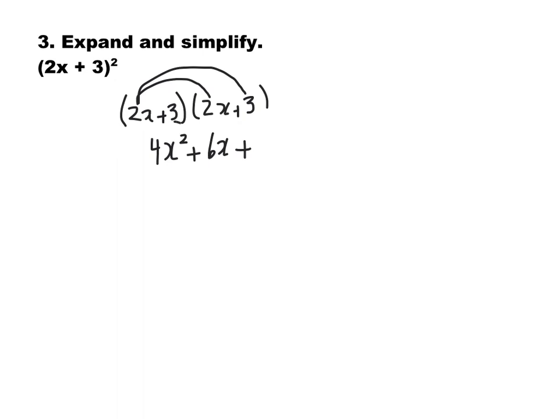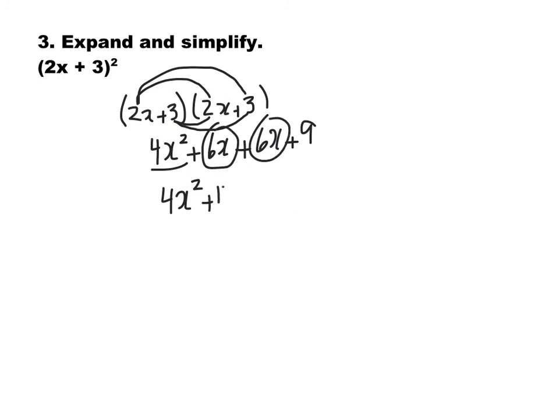Now second term multiplied by the first term, second term multiplied by second term. 3 times 2x gives me 6x. 3 times 3 gives me 9. Now no like term to 4x squared, so I'm going to end up with 4x squared. 6x plus 6x gives me 12x. And then finally 9.